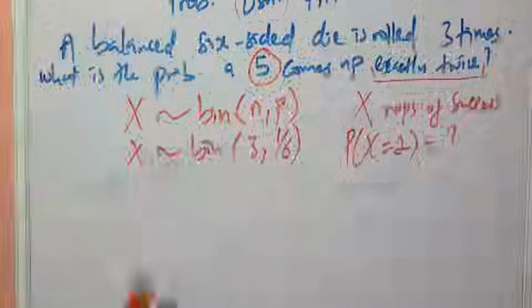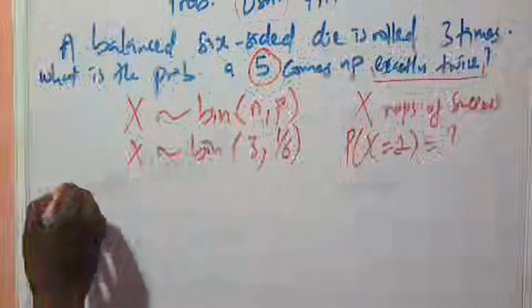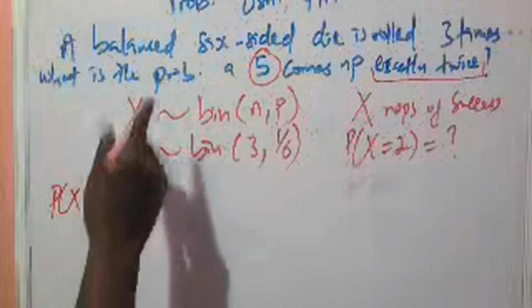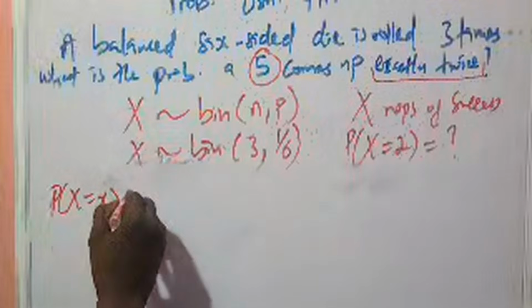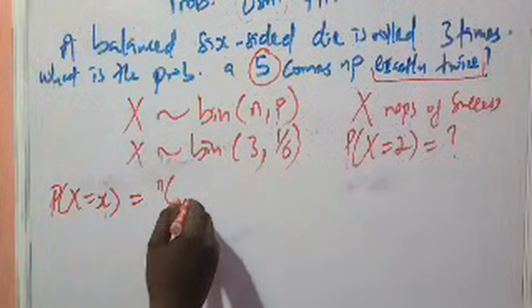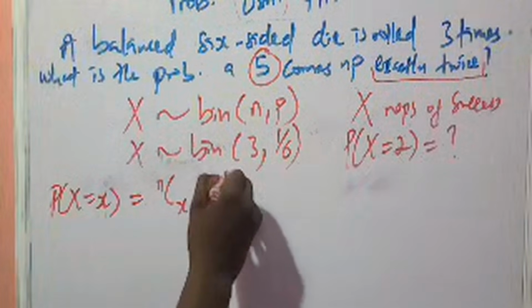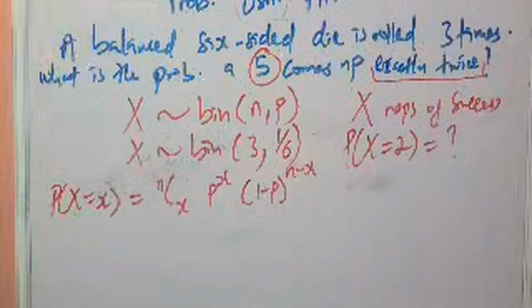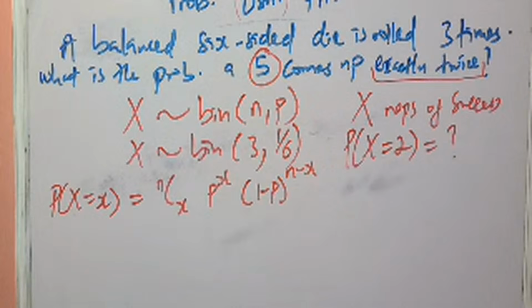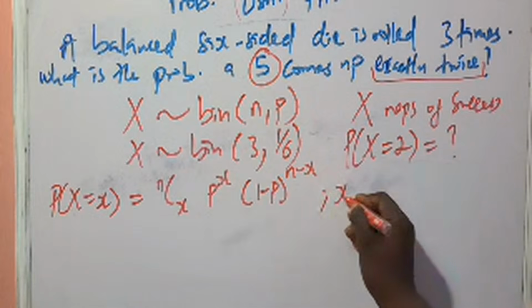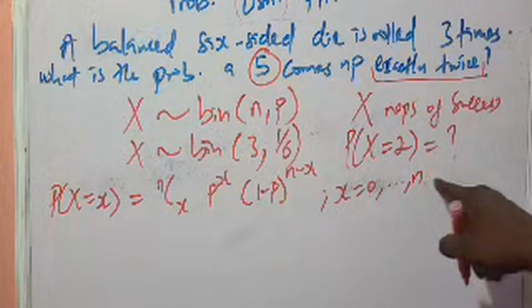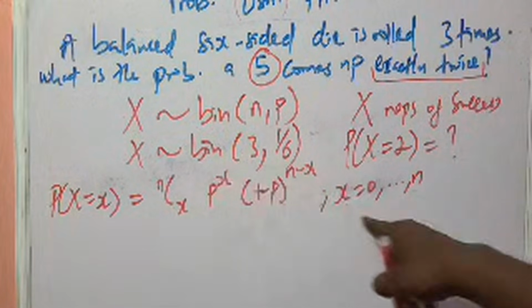The next question now is, what's your PMF? You know your PMF, but just to make sure you are very familiar with it, the PMF for a binomial distribution is n combination x, p raised to power x, and then 1 minus p raised to power n minus x. Don't forget your x will always range from 0 up until n. These things are very vital to always include whenever you are stating your PMF.